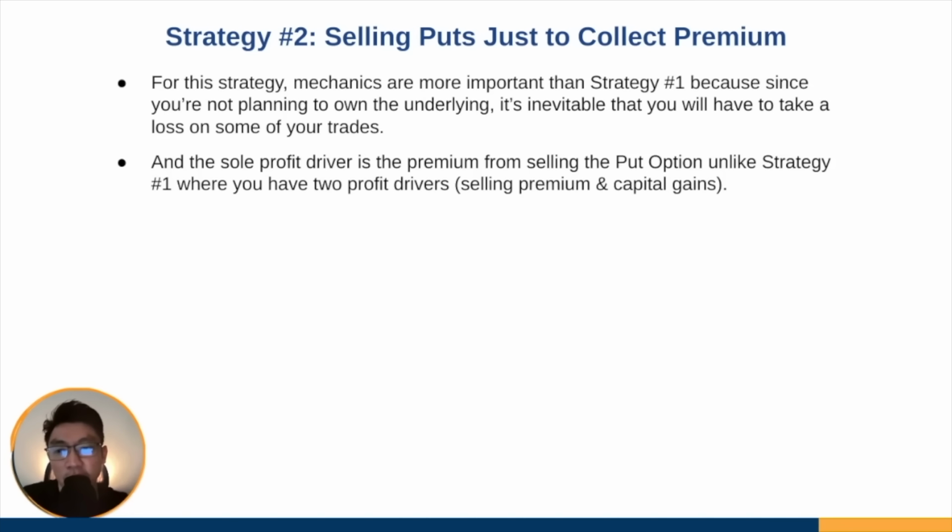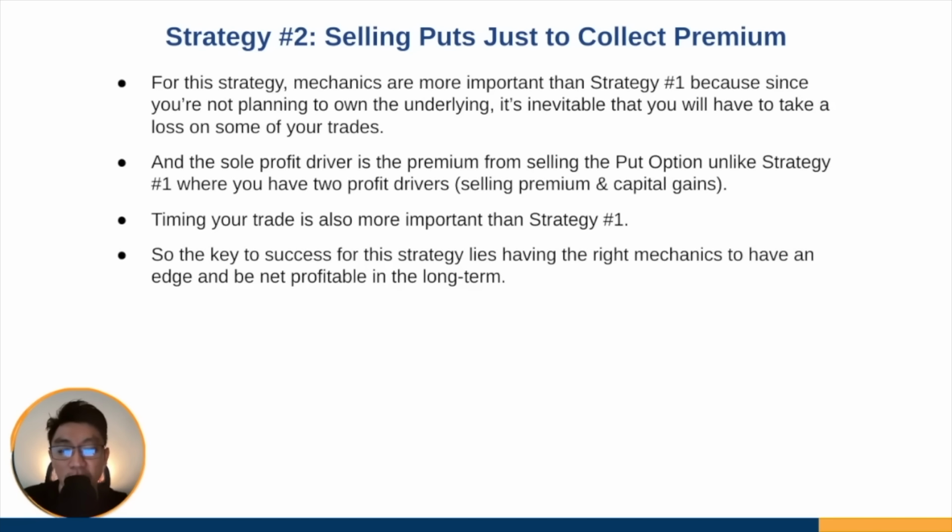Next, for this strategy number 2, the sole profit driver is the premium from selling the put option, unlike strategy 1, like I mentioned earlier, where you have 2 profit drivers, right? Selling premium as well as capital gain. So here, the mechanics are much more important, because we're only relying on the premium which we receive, or rather how much we can actually capture of the premium that we receive, to create this passive income for us. So timing your trade is also much more important than in strategy number 1.